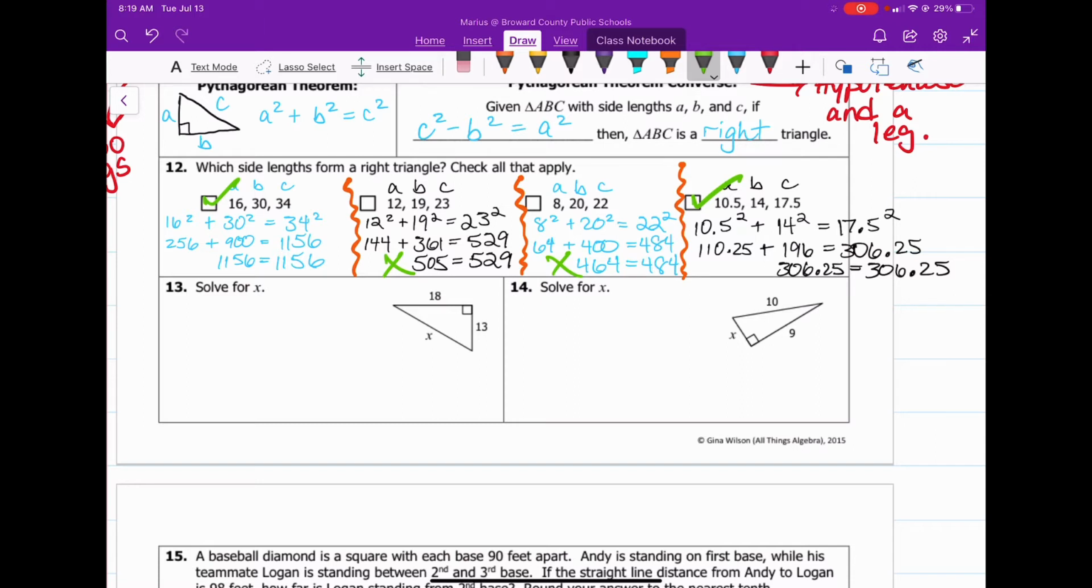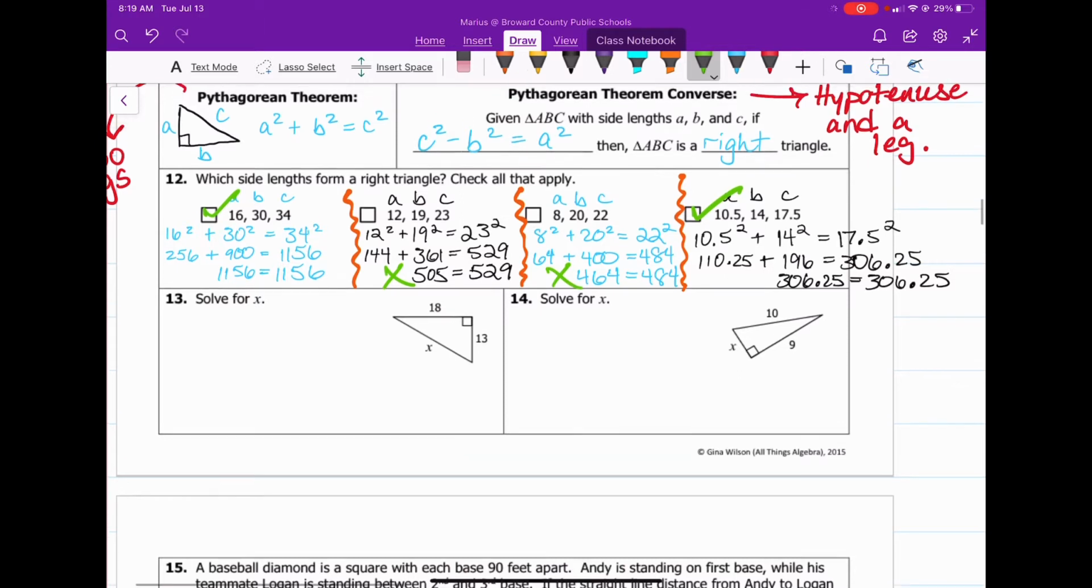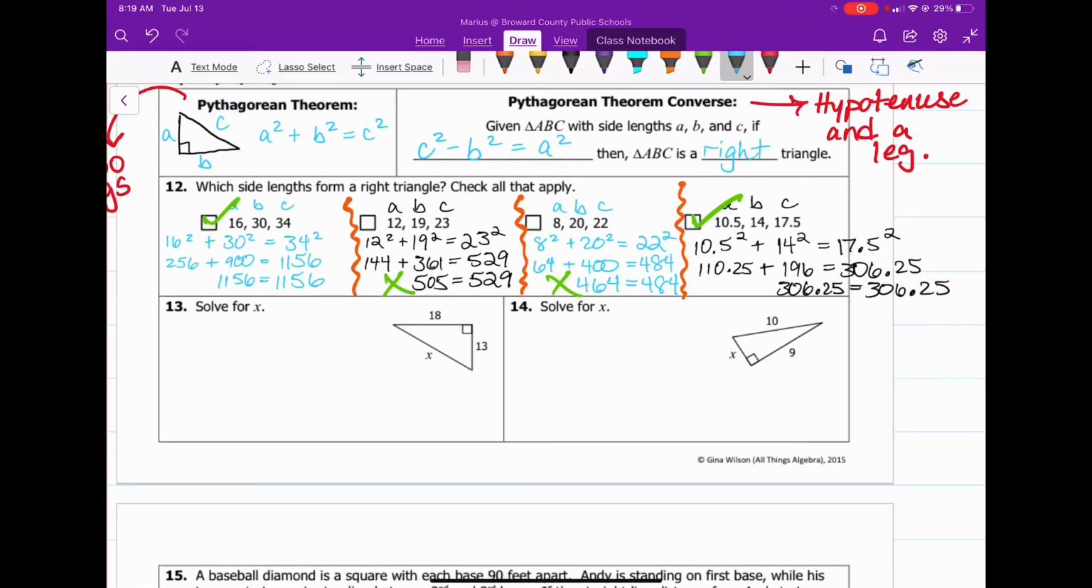Now, let's move forward. Number 13, we have to solve for x. For number 13, we're just going to use the Pythagorean theorem the way we would normally use it. So let's label our parts. We have A, we have B, and we have C. We're going to do A squared plus B squared is equal to C squared.